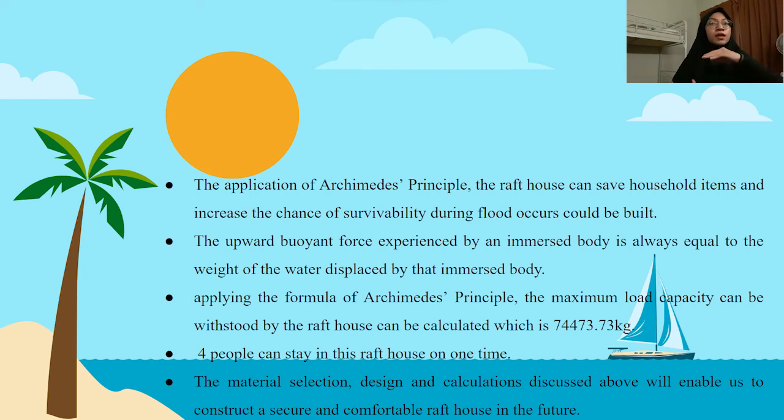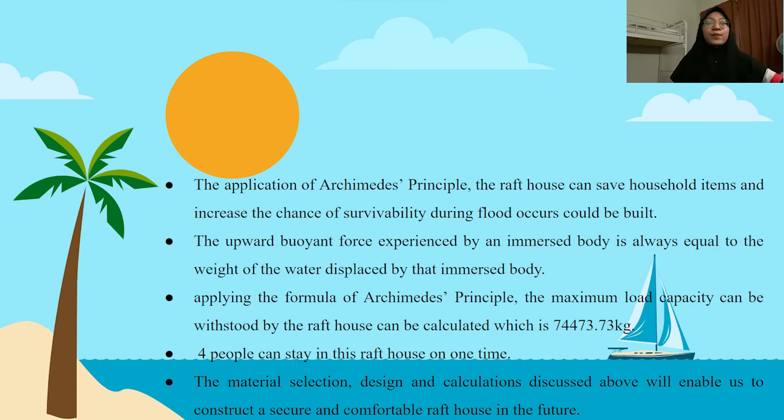We know that the upward buoyant force experienced by an immersed body is always equal to the weight of the water displaced by the immersed body. By applying the formula of Archimedes' principle, the maximum load capacity that can be withstood by the raft house can be calculated, which is 74,473.73 kg.